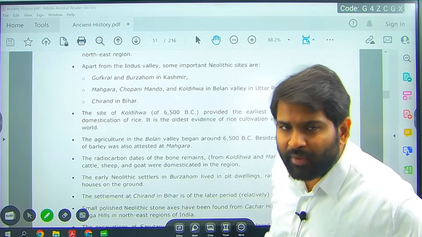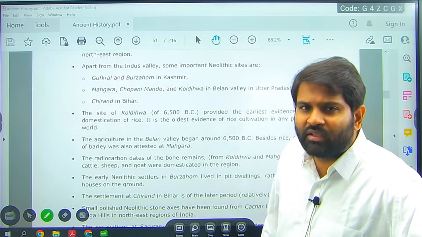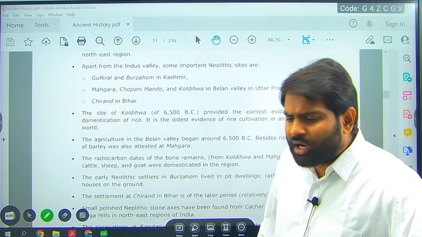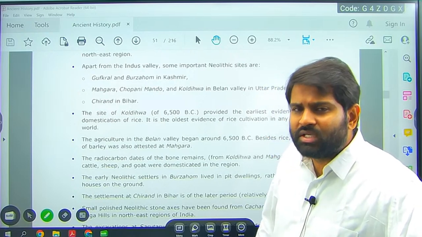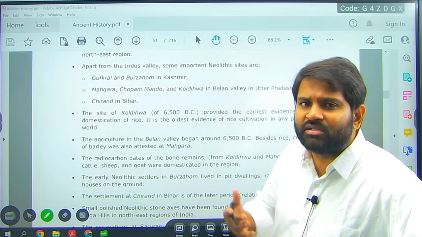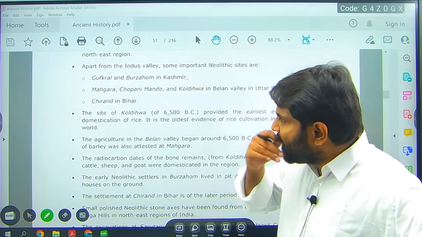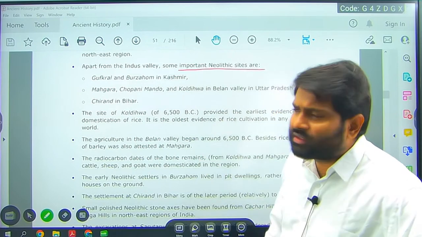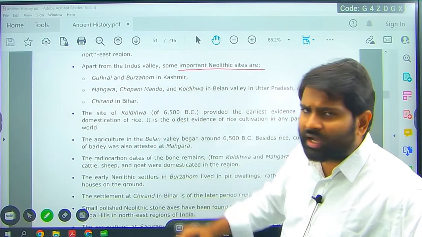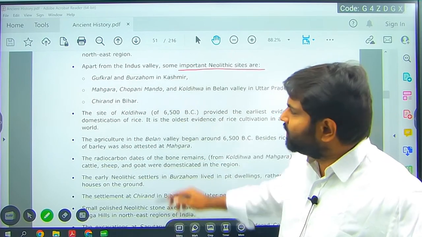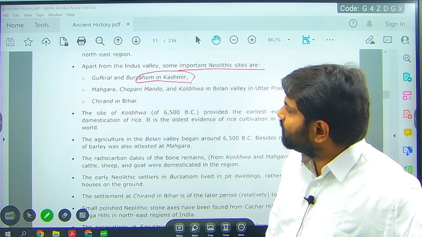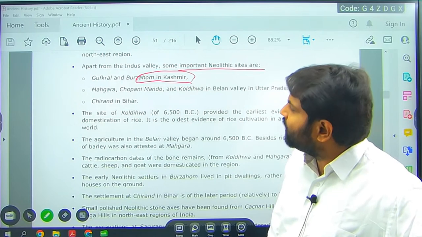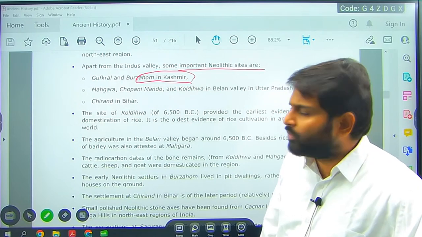But later ceramic came into the picture. In these regions they started using ceramic, terracotta, different stone tools, right? So different beads, they understood that technology. That is where the industry is coming from. Apart from the Indus Valley, some of the important Neolithic sites are Gufkral and Burzahom in Kashmir. So remember this very important: Burzahom, Gufkral are very important sites.